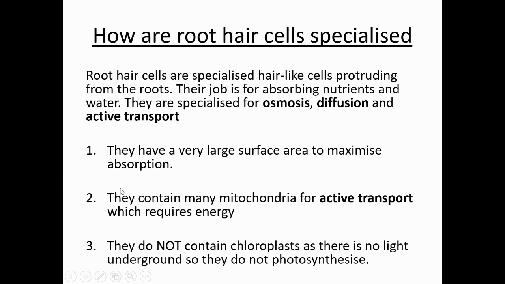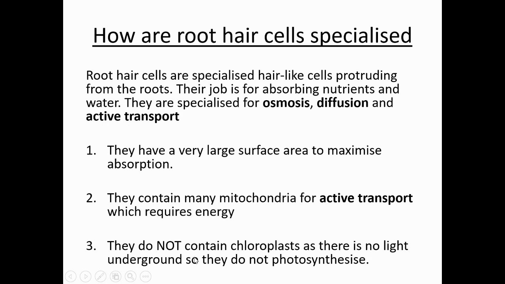The first main notable thing about them is they have this large surface area to maximize absorption. The second thing is they contain many mitochondria. Now, hopefully from the cells topic you will remember mitochondria are organelles which allow plants to do respiration. It's for making energy out of sugar. So because they do active transport, which we'll talk about in a minute, they require energy and therefore contain many mitochondria.